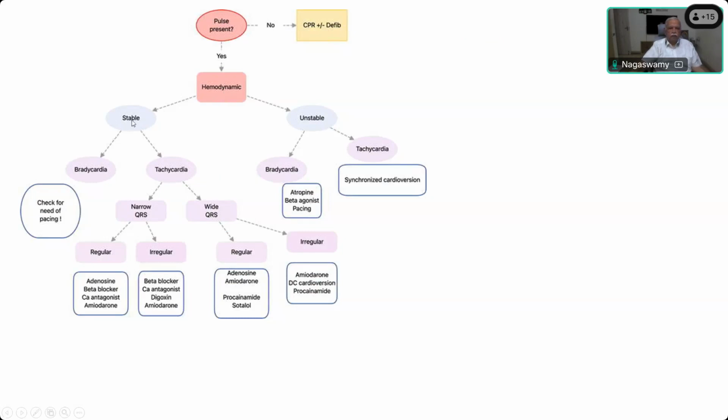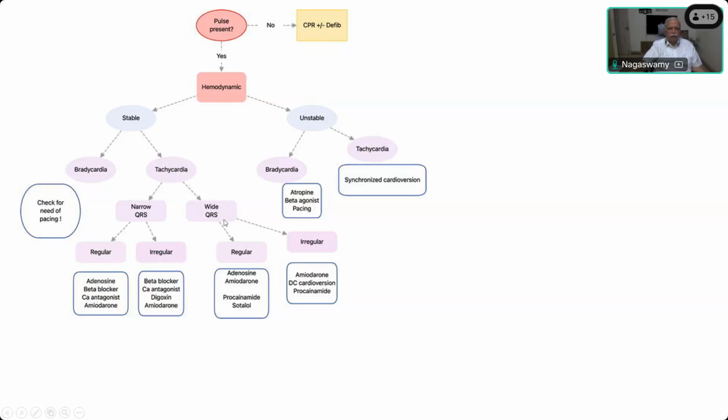If it is stable, see whether it is bradycardia or tachycardia. And if it is bradycardia, check for the need for pacing or whether it can be corrected with atropine and other drugs. If it is tachycardia, see whether it is a narrow QRS or a wide QRS. And if it is a narrow QRS, whether it's regular or irregular. If it's wide, whether it is again regular or irregular. Depending upon that, the drugs of choice are adenosine, beta blocker or calcium antagonist, amiodarone.